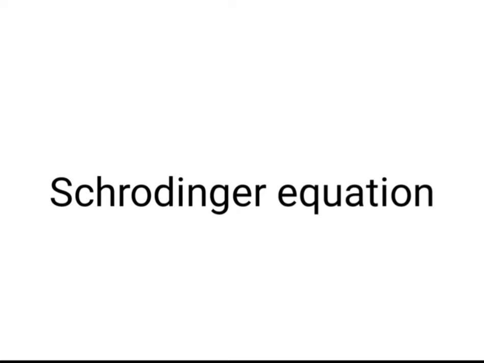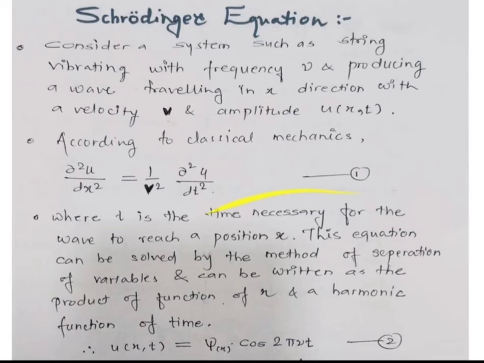The Schrodinger equation is a fundamental equation of quantum mechanics, as Newton's laws are the basics of classical mechanics. So simply, the Schrodinger equation is useful for microscopic systems or for the smaller objects. So we will see now the formulation of the Schrodinger equation.